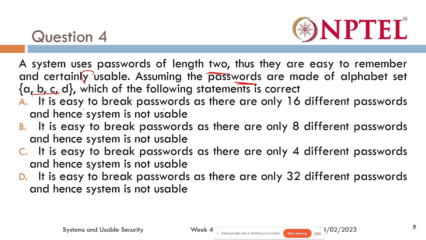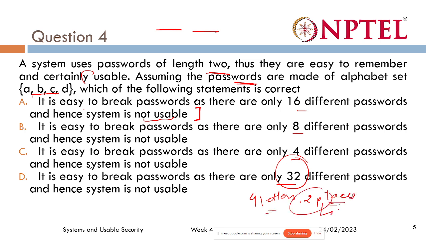What is the definition of usability? What does usability refer to here? That you have to think and tell. And it is using passwords of length 2. Whether they should be 16 or 8 or 4 or 32. How many combinations will we get using 4 letters and 2 places? Places means seats. That is the length of the password.